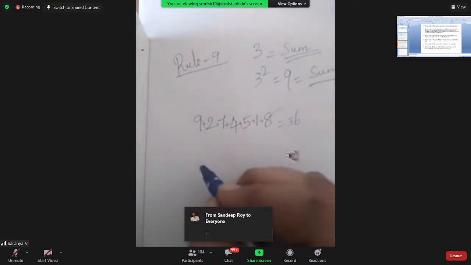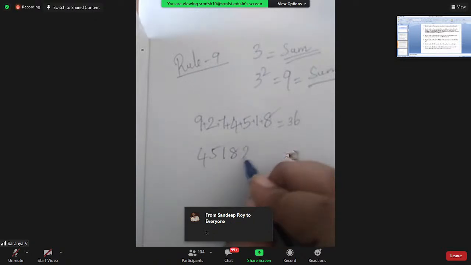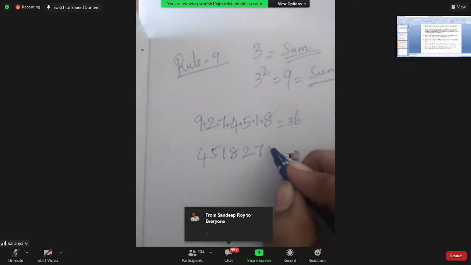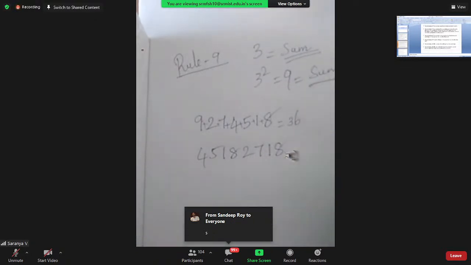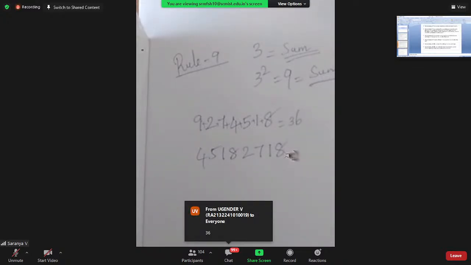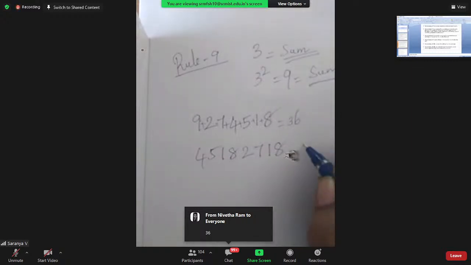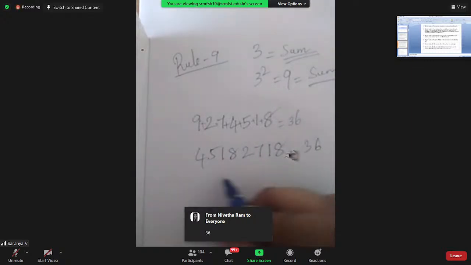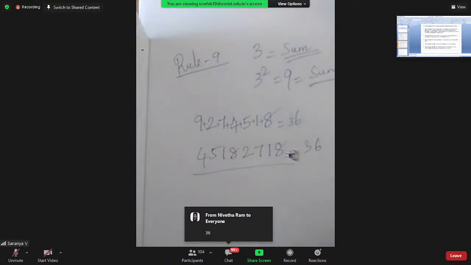One more example. What is the sum? Again 36. So we know that 36 is divisible by 9. So this 8-digit number also will be divisible by 9.